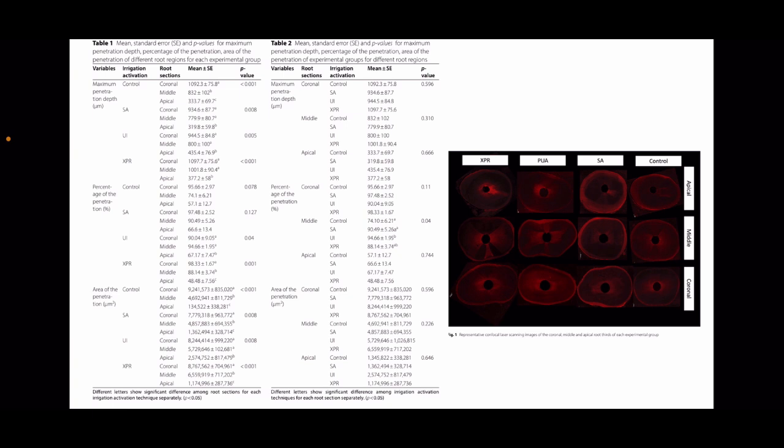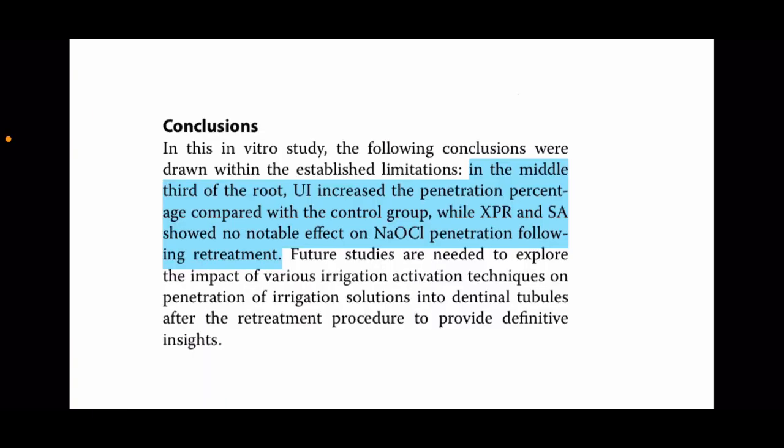In the middle third, the ultrasonic irrigation group exhibited a higher percentage of penetration than the control group, whereas the penetration area and the maximum penetration parameters were statistically similar for all experimental groups. So, in conclusion, the ultrasonic irrigation enhanced the penetration percentage in the middle third of the root compared with that in the control group. XPR and sonic activation showed no significant effect on the sodium hypochlorite penetration following retreatment.